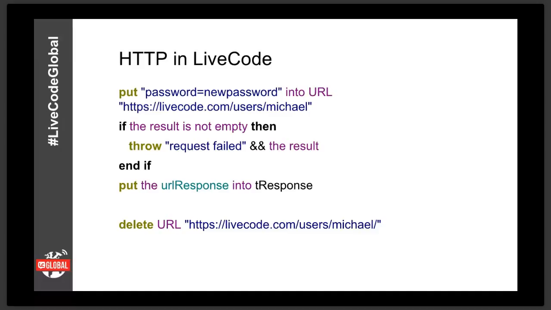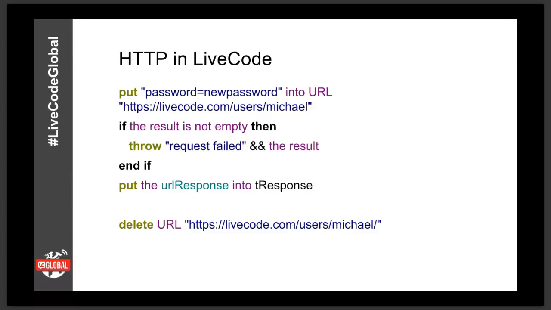The next bit is put and delete. As I said, these two are a lot less common. Post and get are the two main ones, but put and delete do exist, and they're part of the LiveCode libURL as well. So if you want to put, you use put and password equals new password into URL http livecode.com users Michael. So this example might be updating my password. And so put sends that form as part of the request body, password equals new password. And this time the response is in the LiveCode property, the URLResponse.